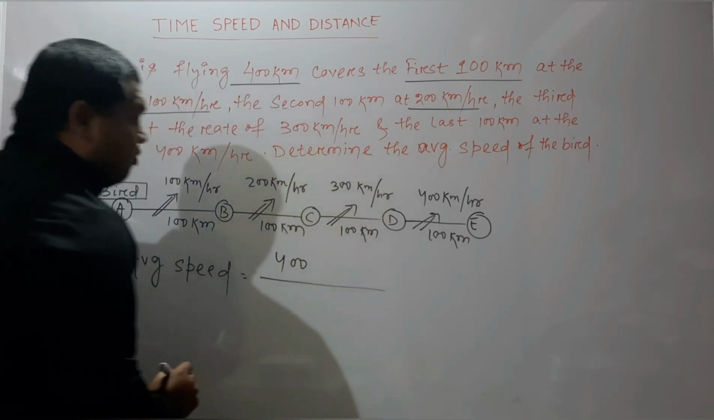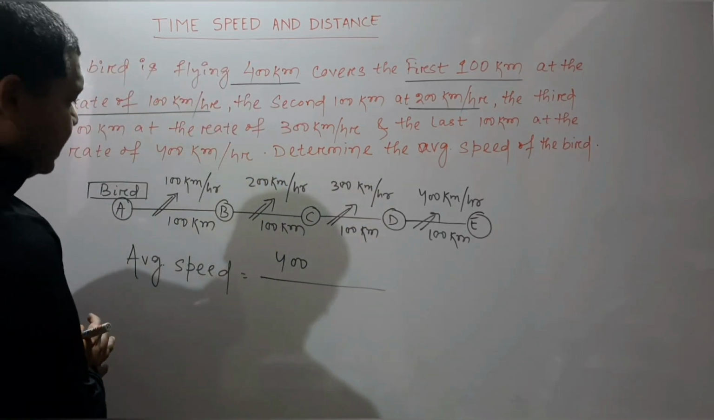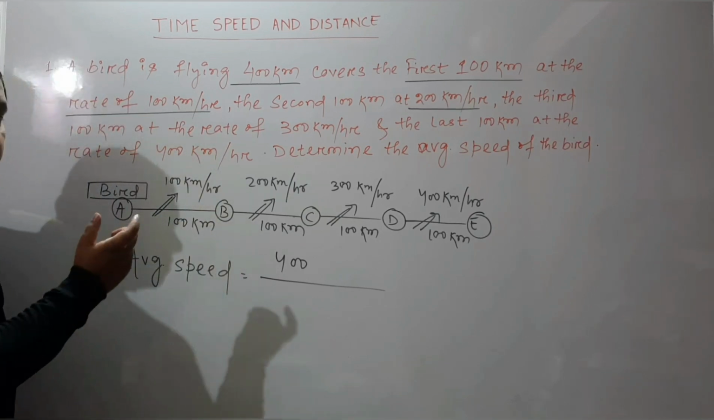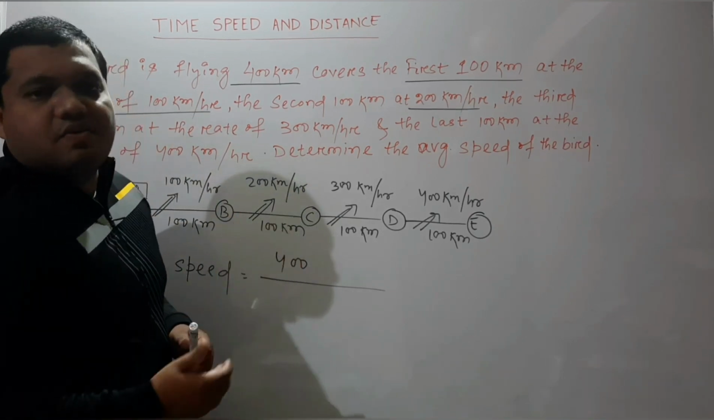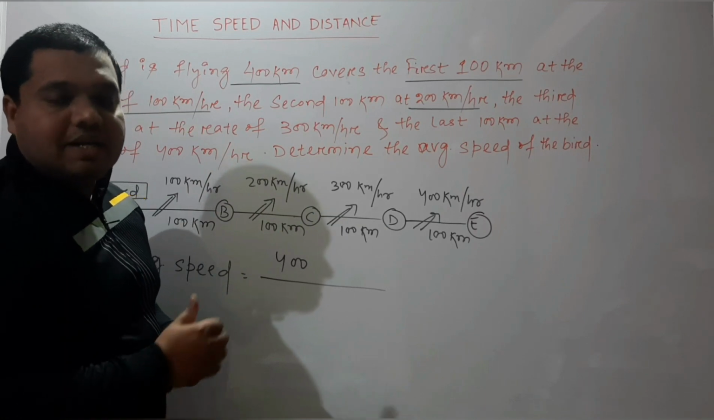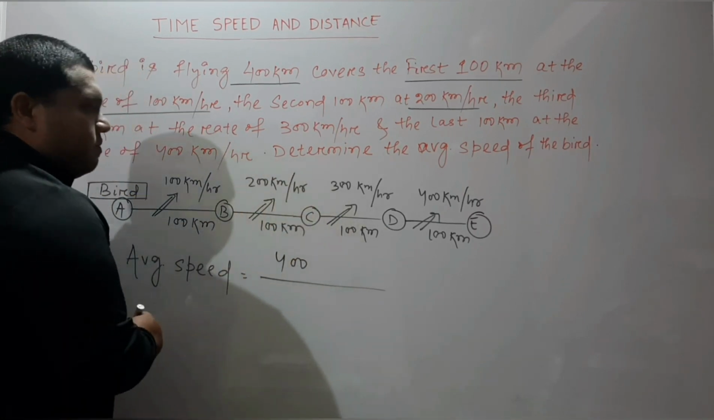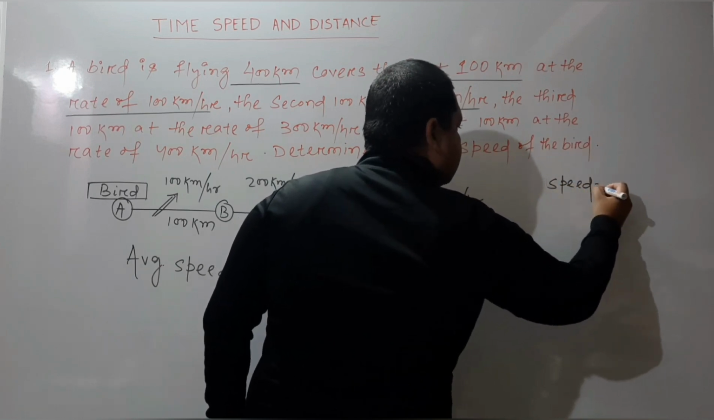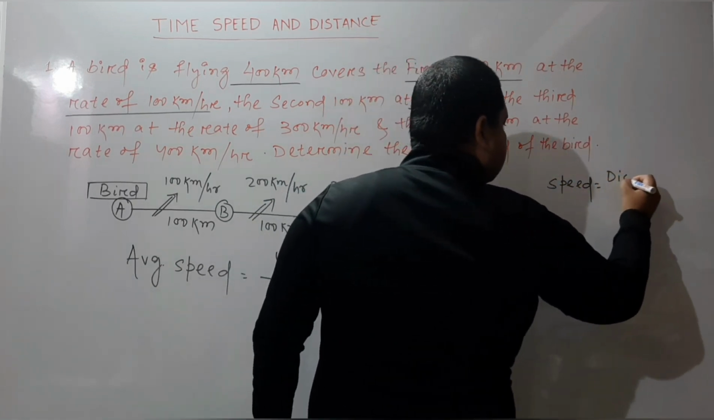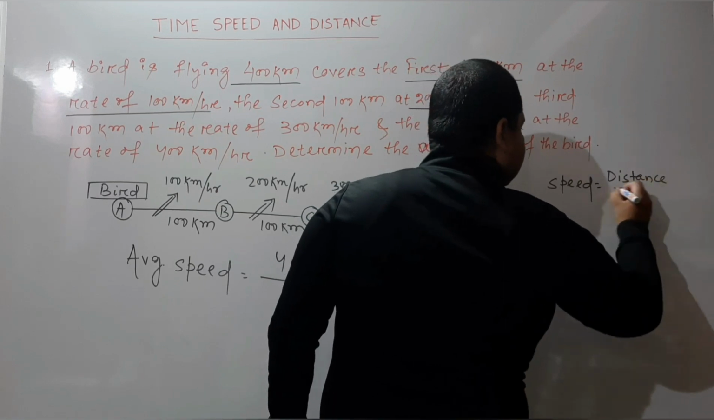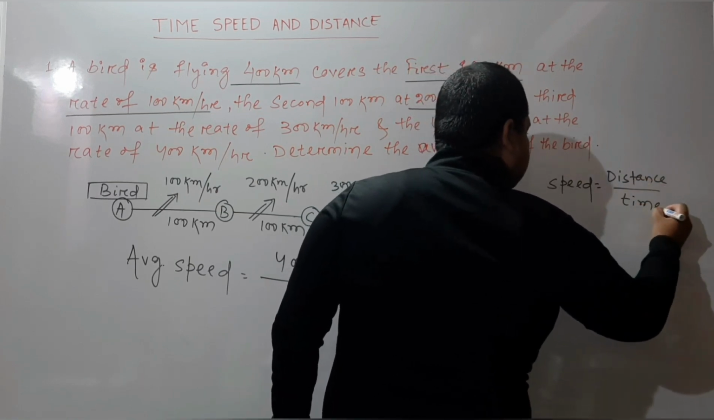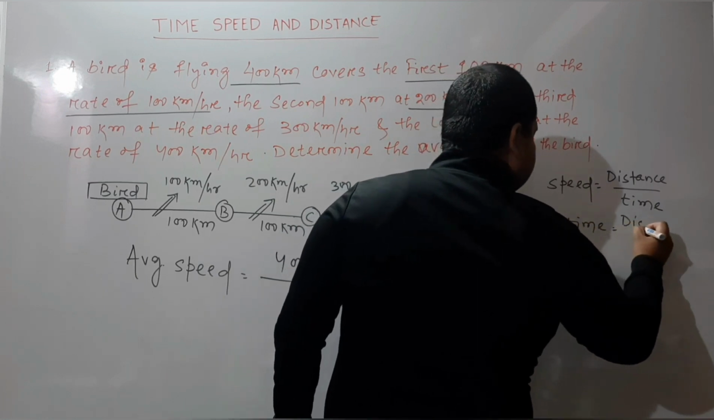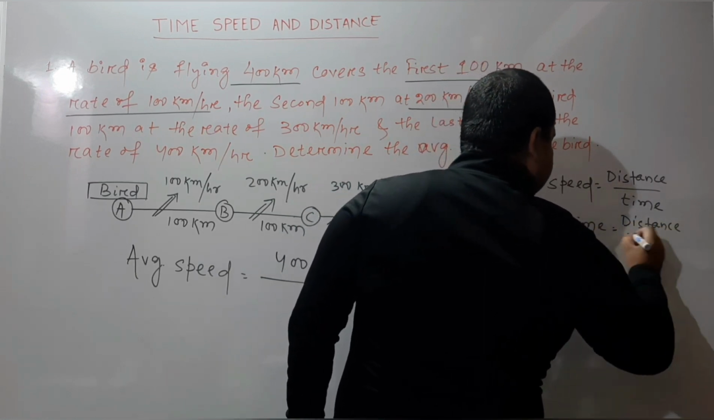Now important is how to find time. Time is not given directly. So from position A to position B, how to find time? You know speed is equal to distance divided by time. And time is distance divided by speed.